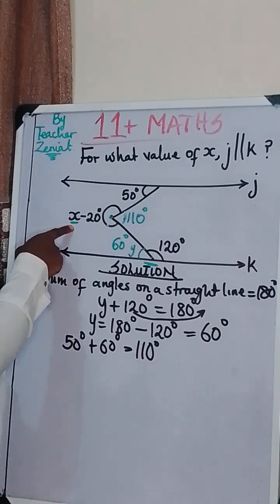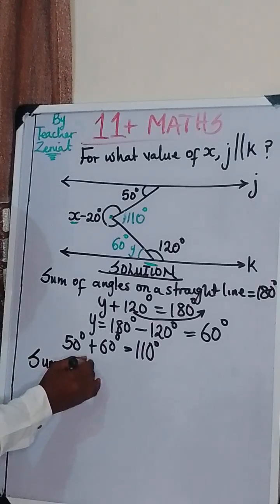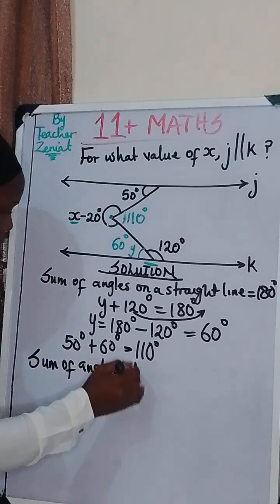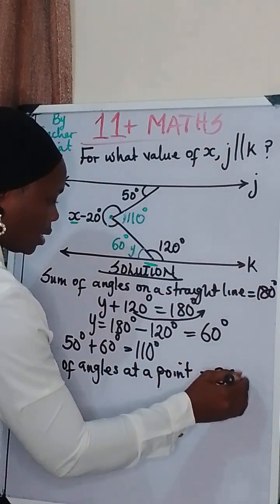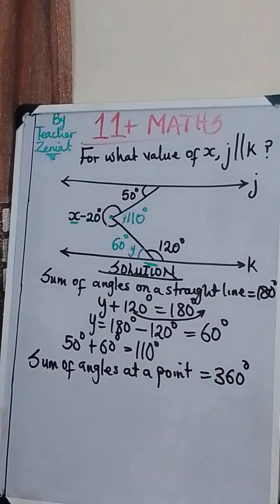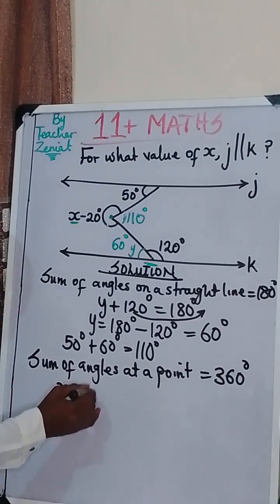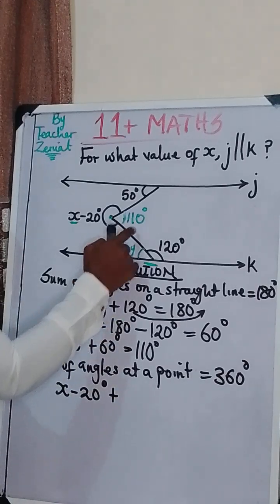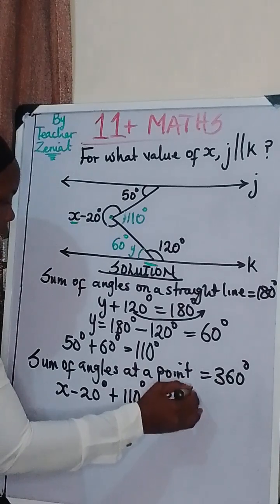Now that we have gotten this reflex angle, to get this x here, we are going to use the sum of angles at a point, which is equal to 360 degrees. So let's sum up the angles we have and equate it to 360 degrees. So we have x minus 20 degrees plus our reflex angle 110 degrees is equal to 360 degrees.